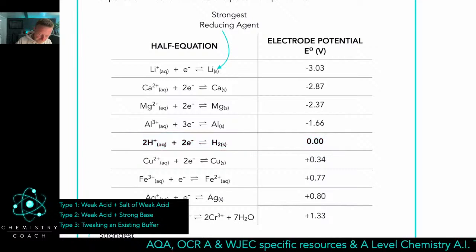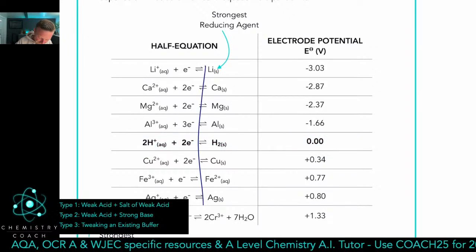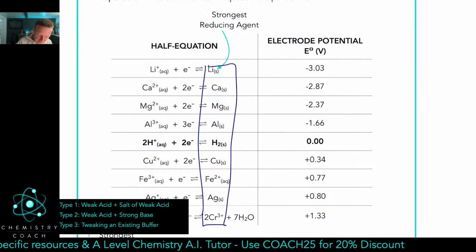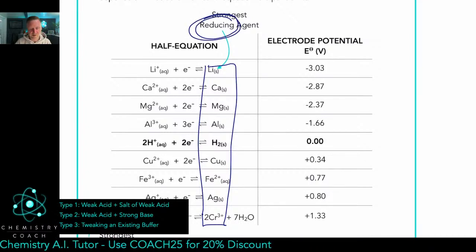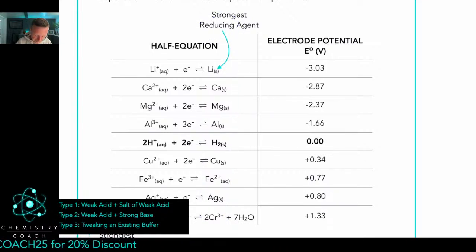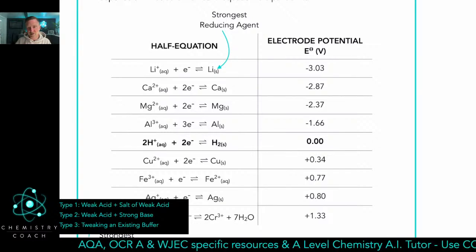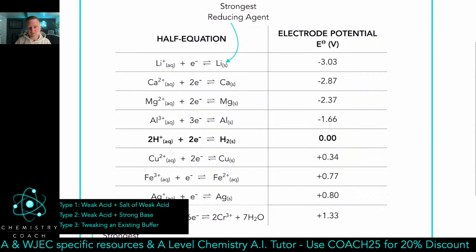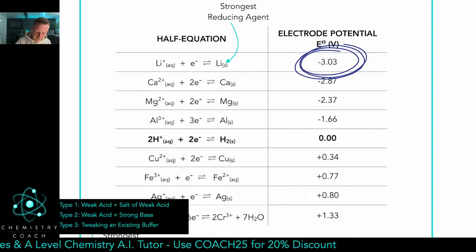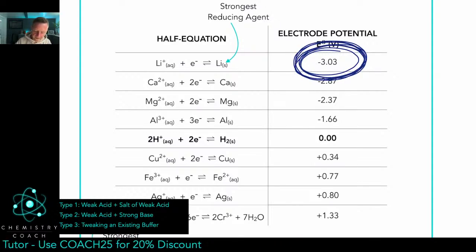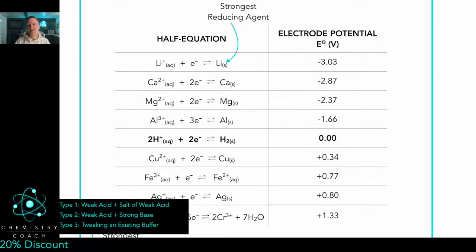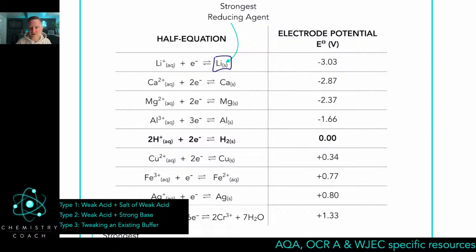So the first thing I want to point out really here is that everything on this side of the equation is a reducing agent. Why? Because these things are oxidized themselves. Anything that's oxidized itself to form something else, then it's a reducing agent. Now, what you've got to remember is when you see the most negative electropotential, that's where you're going to find your strongest reducing agent.